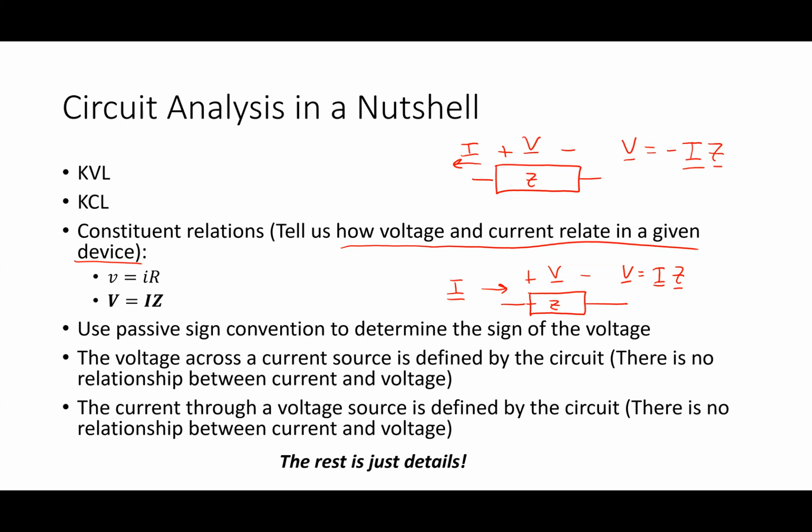If I have a resistor, and I know the current, I know the voltage. If I know the voltage, I know the current. They're related to each other. In a voltage source, I know the voltage. That's it. I don't know the current.